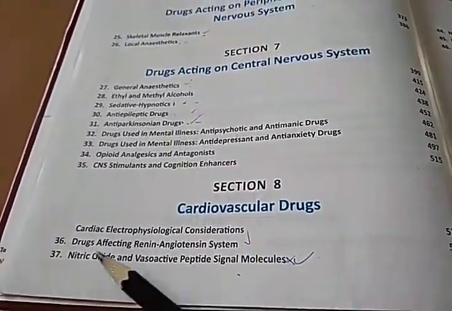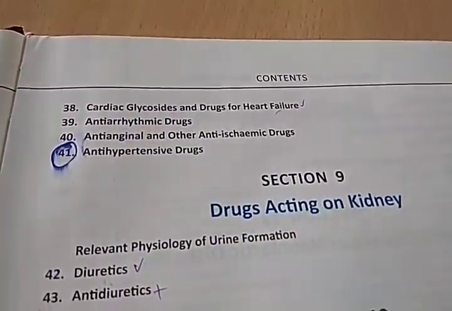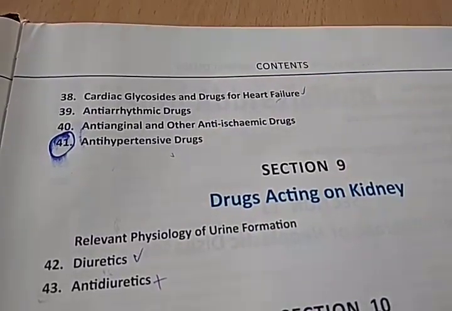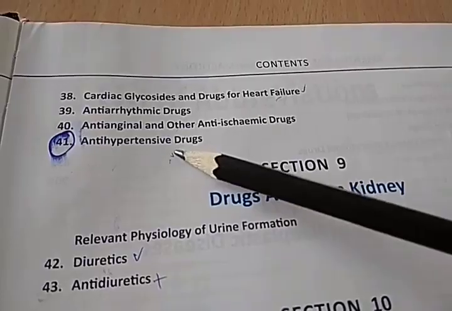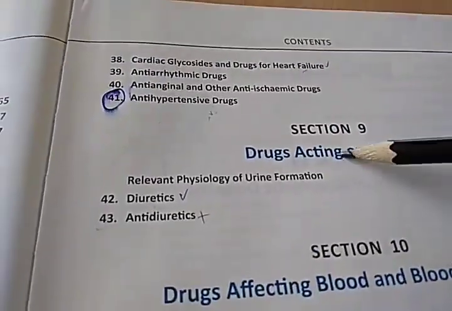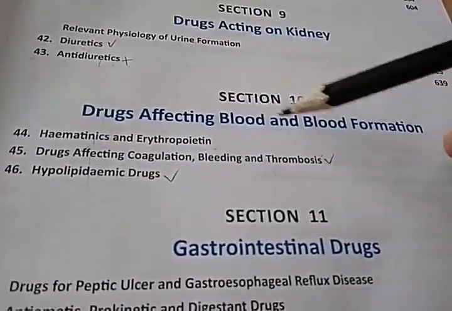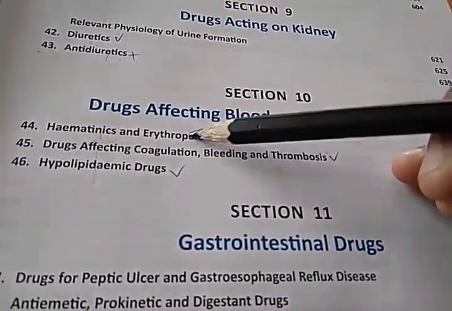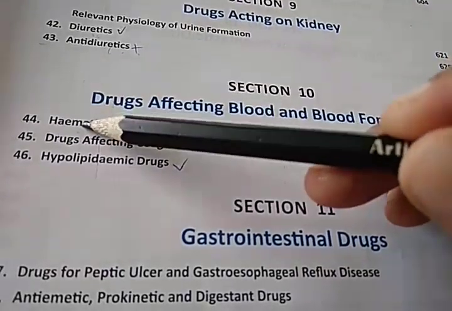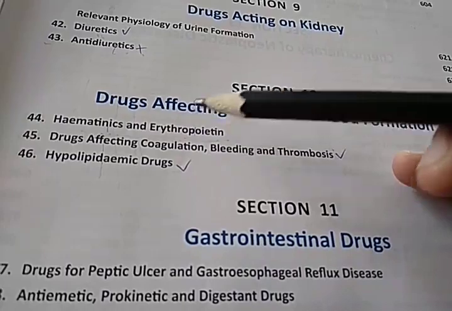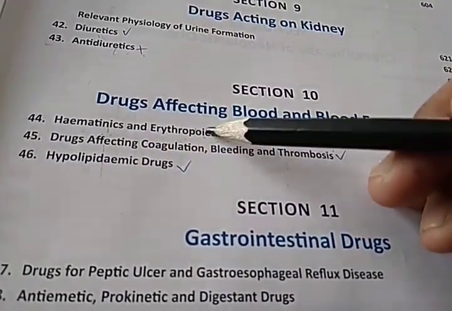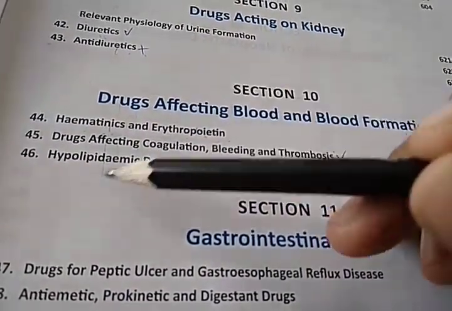Cardiovascular drugs, what will you know? Nitric oxide, etc. Then antiarrhythmic drugs, etc. Antihypertensive drugs, what all will you have? Beta blockers can be antihypertensive. Diuretics can be antihypertensive. Drugs acting on the kidney, you have diuretics, antidiuretics. So blood and blood formation, you have erythropoietin, hematinics, which help the blood form. Erythropoietin is a hormone from the kidney, which will make more RBCs, right?